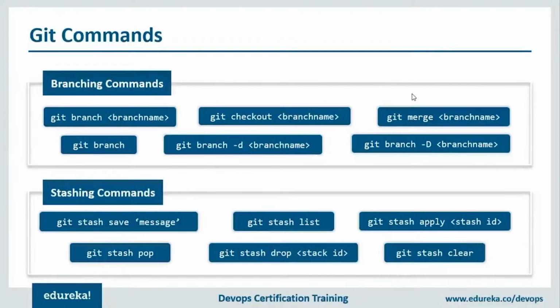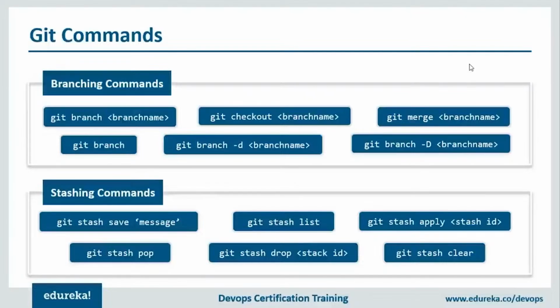And then we have branching and stashing commands. So git branch branch name is to create a new branch. Git checkout branch name is to change the working head. That means if you mention git checkout branch 1, the head will change to branch 1. Git merge branch name is to merge master with the branch. Git branch basically shows the branch that you're working on and all the branches that you have. Git branch -d branch name is to delete the branch. Git branch -D branch name is to delete the branch from an unstaged area.